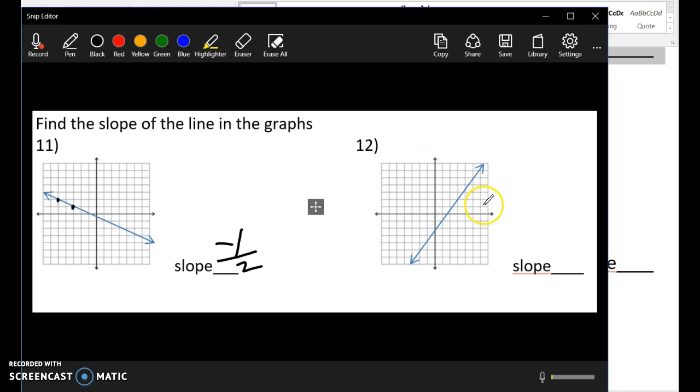When I look at this one, I can see I have a point right there and a point right there. So then I would just have to count up. 1, 2, 3. So it goes up 3. And we count how much over it goes. So it goes up 1, 2, 3, and over 1, 2. So it'd be 3 over 2. Again, I knew this one was negative because you can tell that this line goes down. And I know this line is positive because it goes up. So that kind of helps me decide some things.